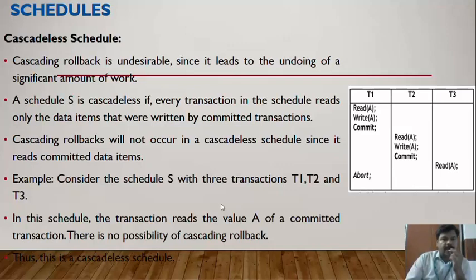Cascading rollbacks will not occur in a cascadeless schedule since it reads committed data items. Consider the schedule S with three transactions T1, T2 and T3. In this schedule, the transaction reads the value of A written by a committed transaction. There is no possibility of cascading rollback. Thus, this is a cascadeless schedule. Because each and every transaction has a commit, it is automatically updated and stored, so there is no need to go for a rollback.